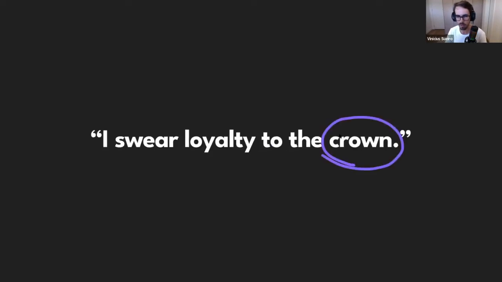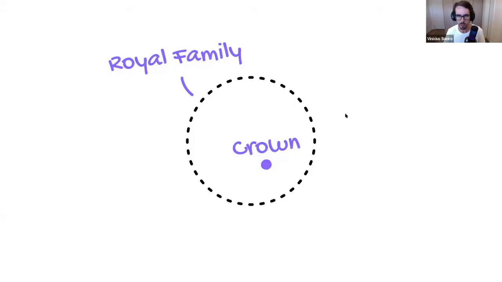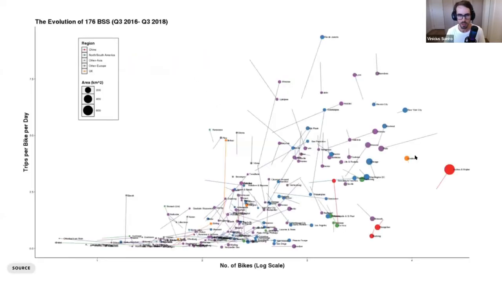A metonym, if you recall, in a verbal way, it is something like this. I'm sorry, you could say, I swear loyalty to the crown. And you're not actually swearing loyalty to an object. You're swearing loyalty to a royal family. So there's this abstract thing and this concrete thing. But again, these are extremely related. So we can see examples of this in a lot of different areas.